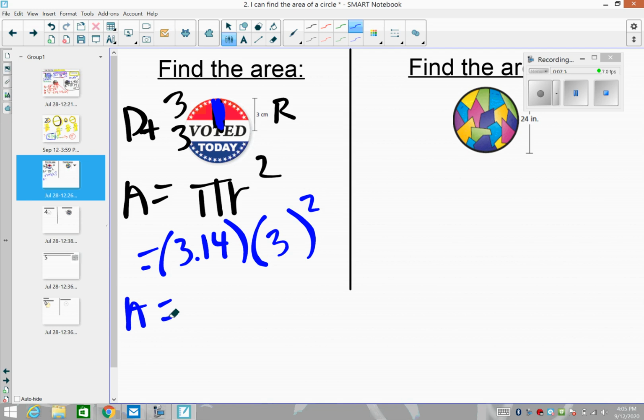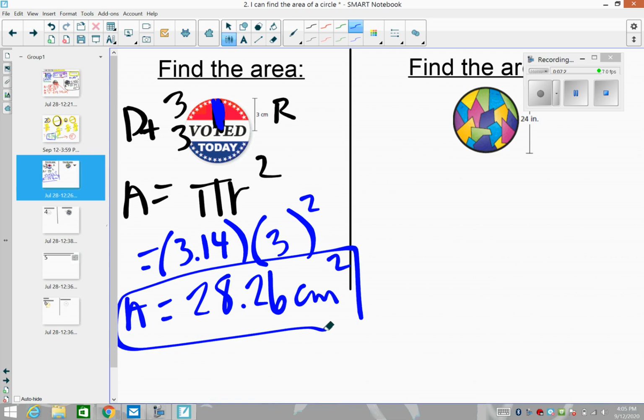It's really like a 3.14 times 9, but I'm going to type that in. 3.14 times 3 squared, and I get 28.26 centimeters squared. Boom. Final answer, 28.26 centimeters squared. Coolio. Yeah, that is the area.